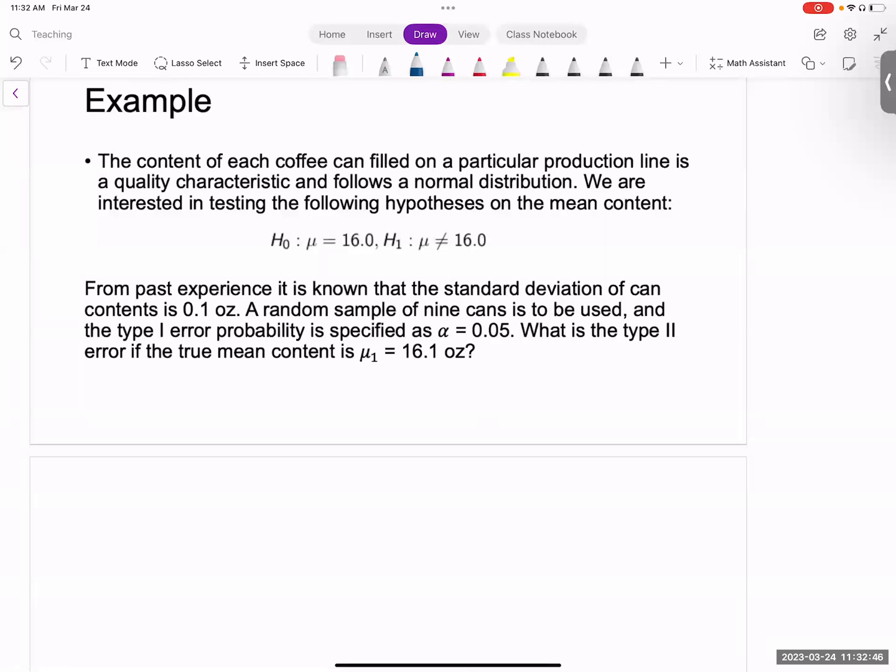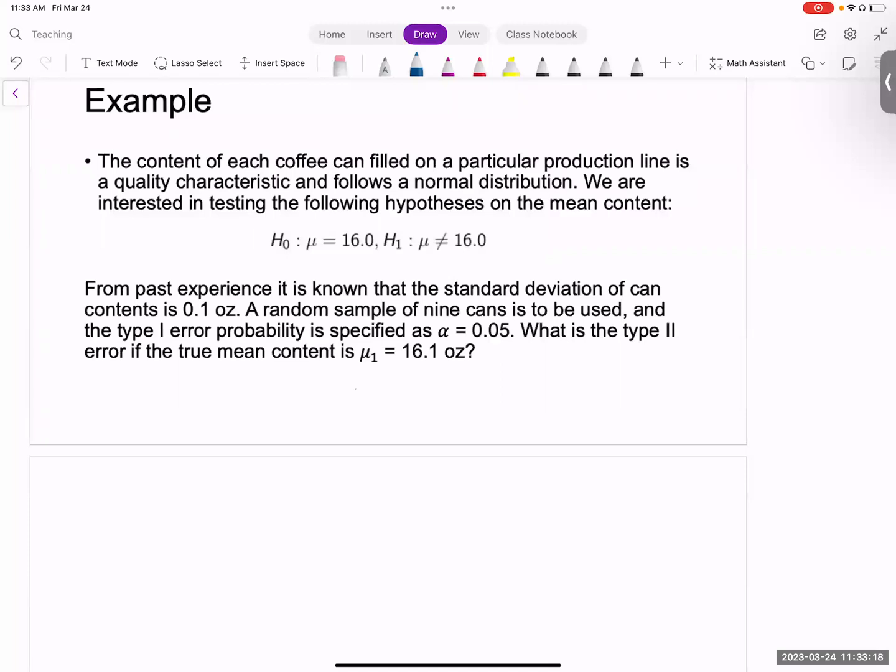So let's say the content of each coffee can filled on a particular production line is a quality characteristic and follows a normal distribution. We are interested in testing the following hypothesis on the mean content. From past experience, it is known that the standard deviation of can content is 0.1 ounces. A random sample of 9 cans is to be used, and the type 1 error probability is specified as 0.05. What is the type 2 error probability if the true mean content is 16.1 ounces?